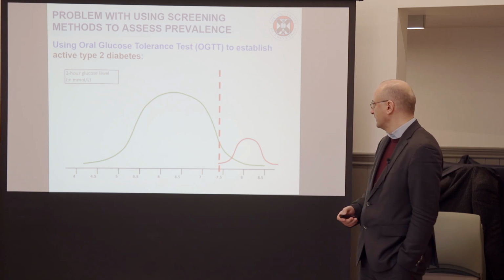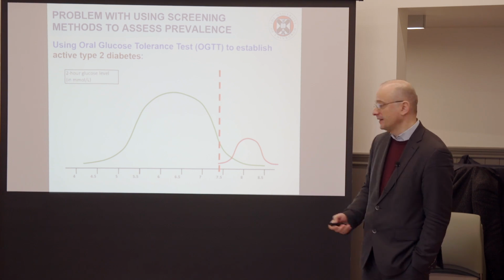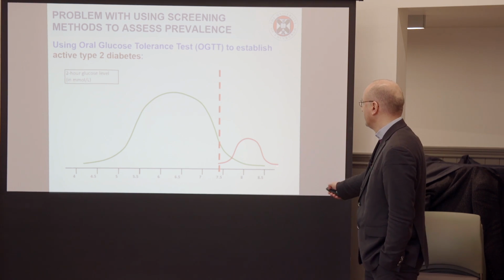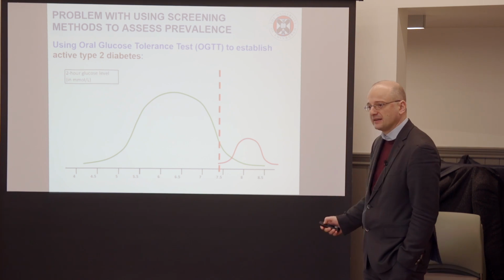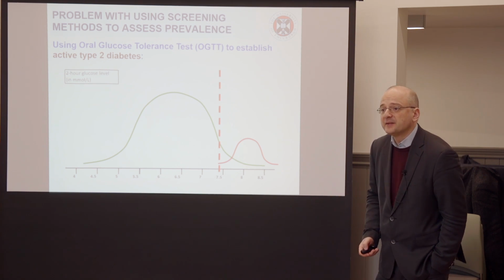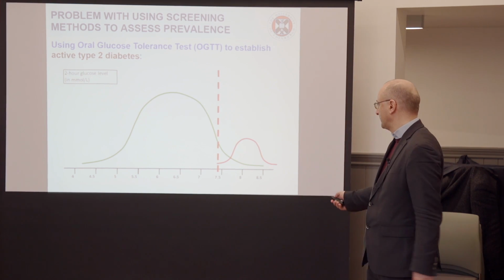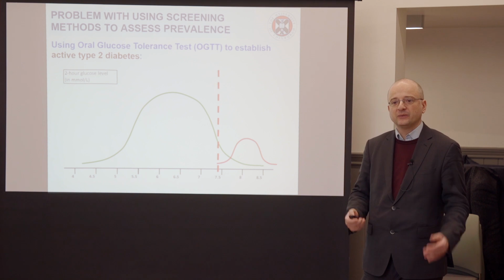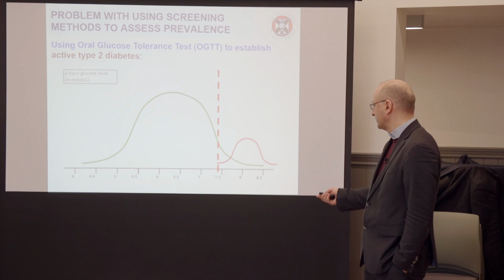But this test is 100% sensitive, because it finds every single diabetes patient. But it's not very specific because it gets you many people who don't have diabetes as well. So it's not distinguishing them well from those who have it.